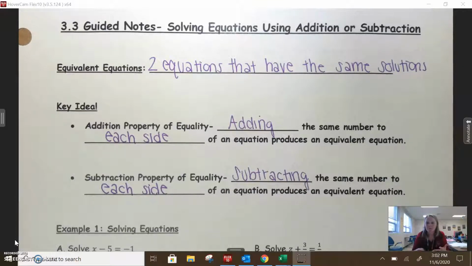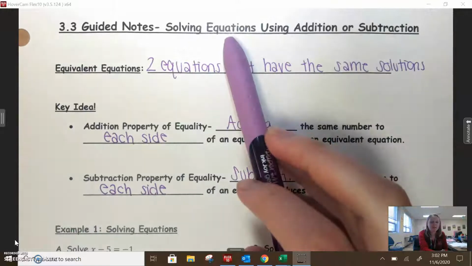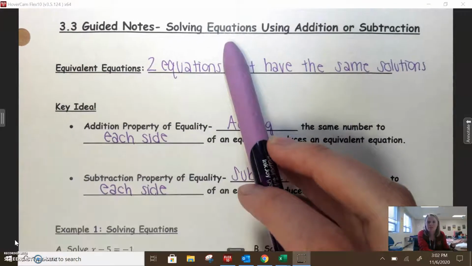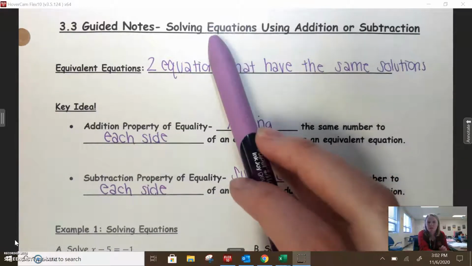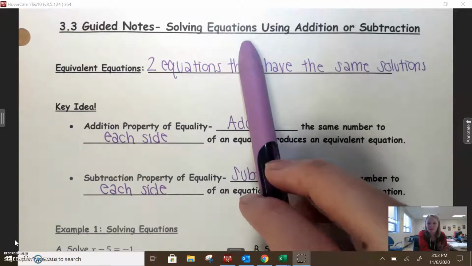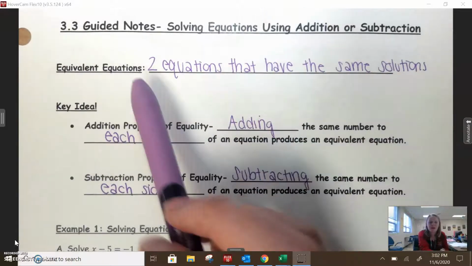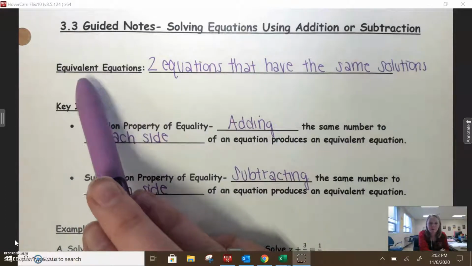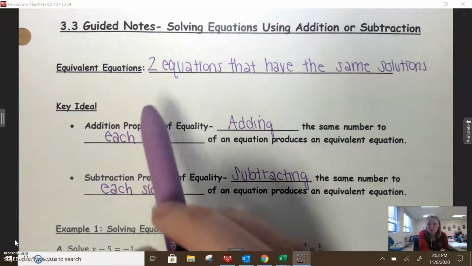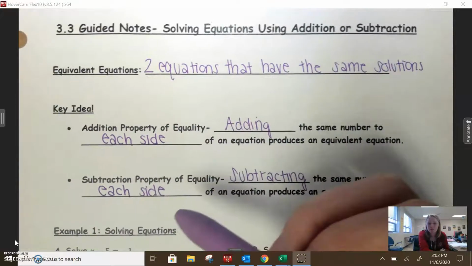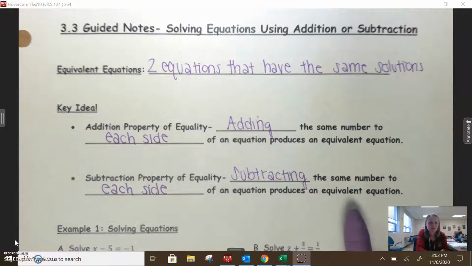So what we're talking about today are equations. Now equations are different than expressions. The stuff that we've been doing, those were all expressions because they did not have an equal sign on them. Equations do have an equal sign. So everything we're dealing with today has an equal sign involved. We're talking about equivalent equations. If you think about what the word equivalent means, it means kind of like equal. So this is really just two equations that have the same solutions.